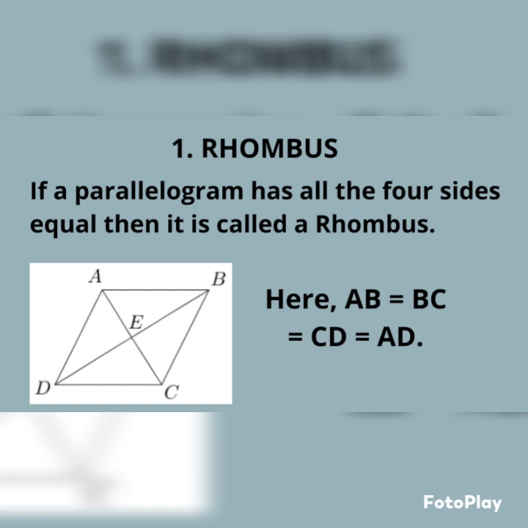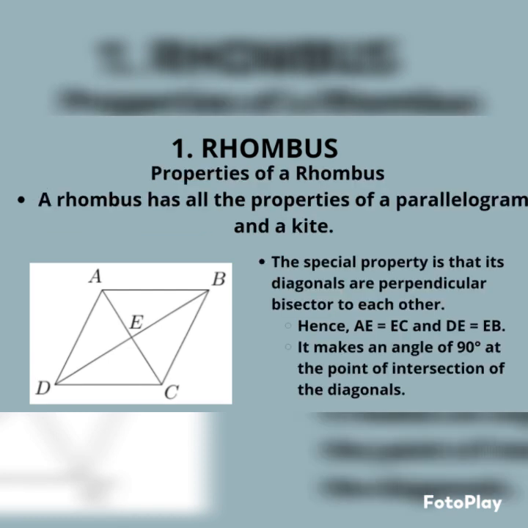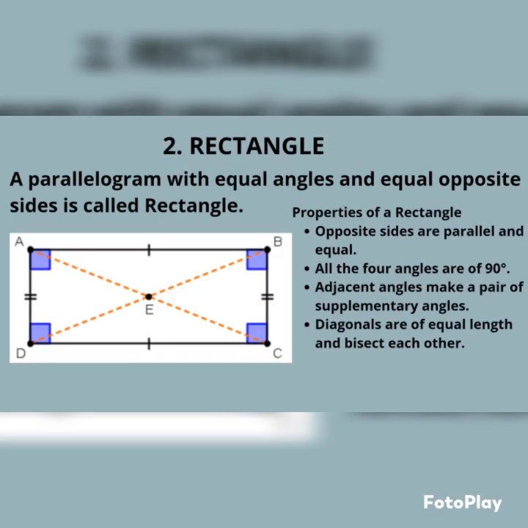Now let's see some of the properties of rhombus. The very first property of rhombus is that rhombus will have all the properties of parallelogram and kite. And the very special property is that the diagonals will bisect each other at right angles. This means at point E they are making 90 degrees.